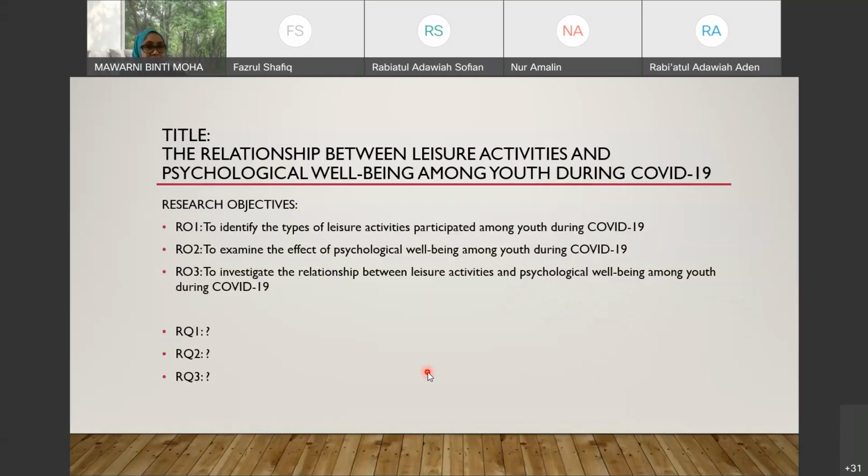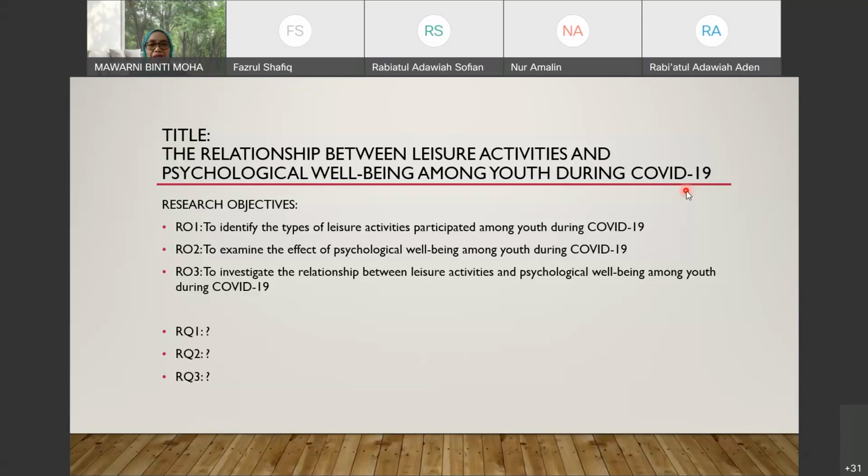The title is The Relationship Between Leisure Activities and Psychological Wellbeing Among Youth During COVID-19. It seems not complete, right? COVID-19 lockdown. All right, so that's the research. If you see that I'm using a lot of leisure, it's because that's my interest, yeah.